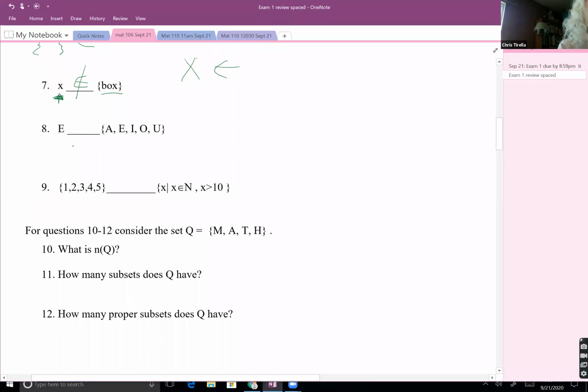How about this one? It is an element. And is everybody all right? We could not use any of the subset ones because that E standalone is not a set.